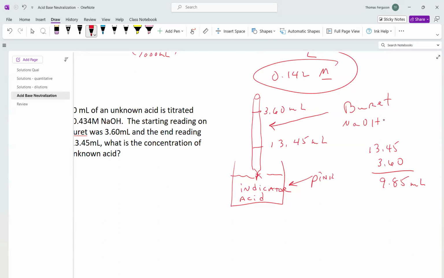Now, the indicator tells you when you're at perfect neutralization. That's when the moles of acid equals moles of base. Until then, one's lopsided. If you didn't have an indicator there, you just drip all day and it stays colorless. Well, the indicator tells you when you have pH 7 neutralization. Correct. It'll go from no color to pink.